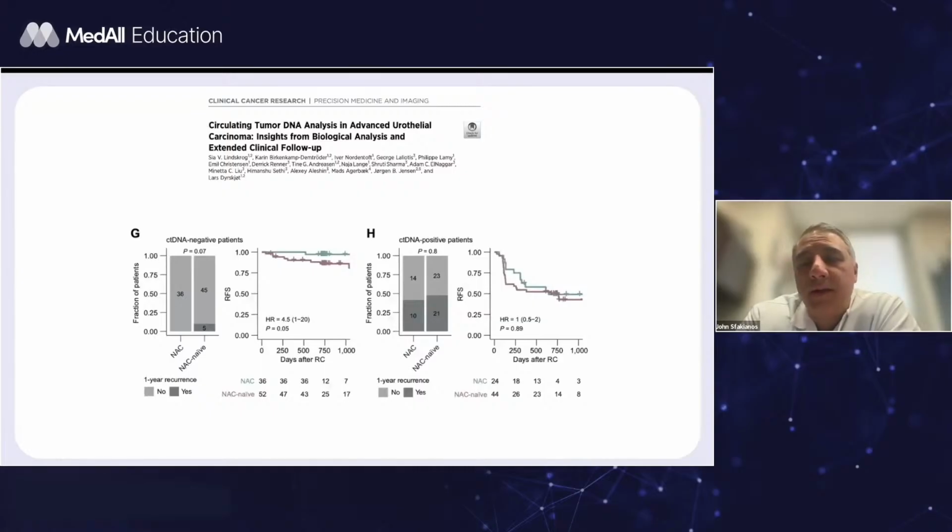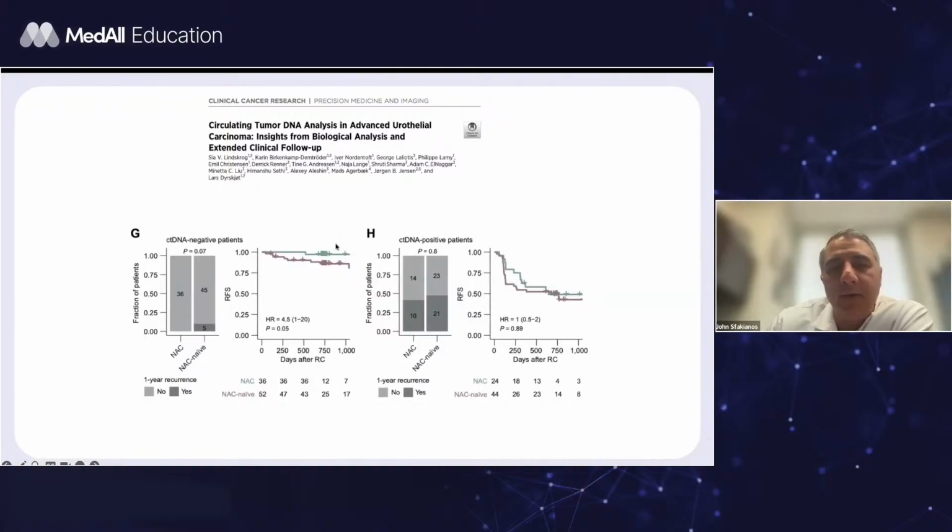And so to further try to answer these questions, the group did do a comparison of their neoadjuvant chemo to their cystectomy only cohorts. And you can see the Kaplan-Meier curves here, where the green is the neoadjuvant chemo, the red is the cystectomy alone. In the undetectable cohort, you can see pretty much complete overlap in these curves. I'm sorry, in the detectable, you can see pretty much overlapping of the curves.